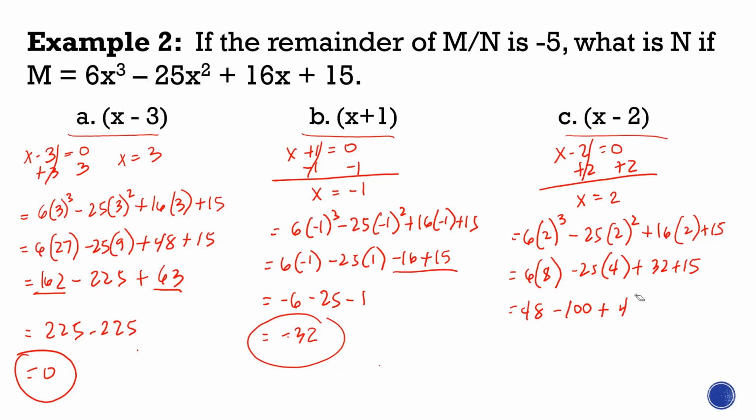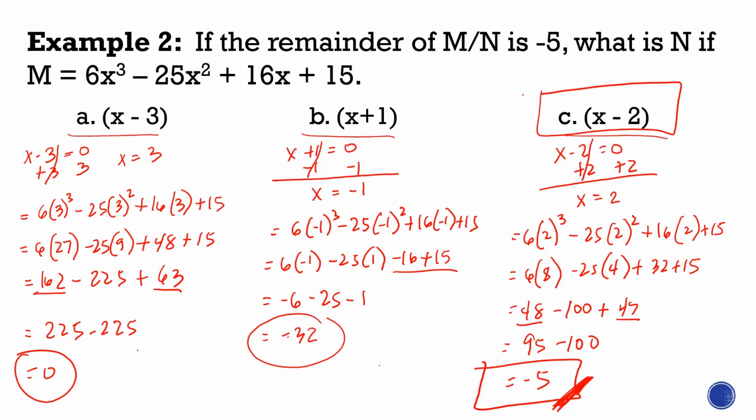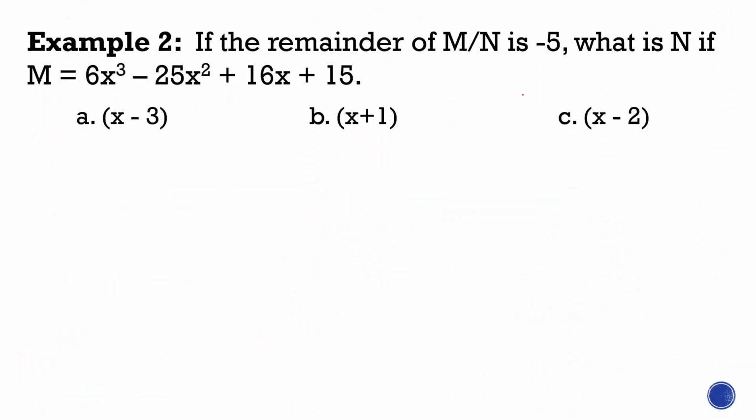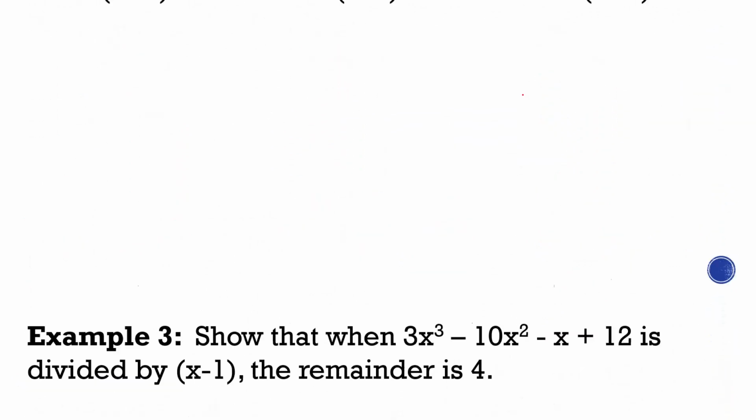It's not 47, 47. So we can add this to, that's 95 minus 100. And there you go. The answer is negative 5. That's what we want. So the answer is x minus 2. Okay. It's the same.